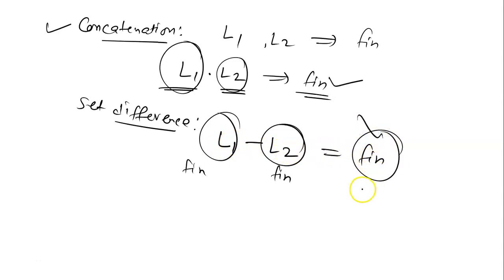Okay, the result will also be a finite language. So we can say that the set of finite languages is closed under the set difference operation. All these operations we have seen, under all of them our set of finite languages is closed. Some other operations we can see, for example, reversal.